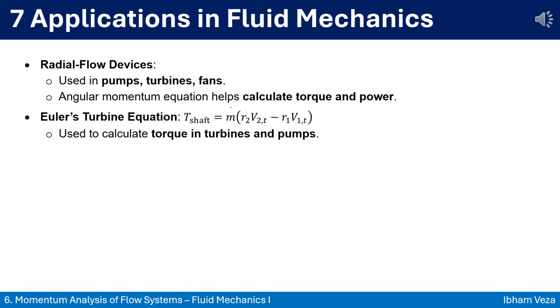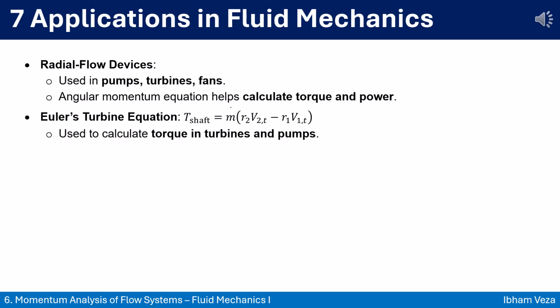Everything we've learned about momentum, both linear and angular, comes to life in rotating machines. Devices like pumps, turbines, and fans all rely on radial flow principles, where fluid moves in circular paths and transfers angular momentum to or from rotating blades. In these systems, the angular momentum equation becomes a practical design tool. It helps engineers calculate torque, which directly relates to how much power the device can generate or absorb.